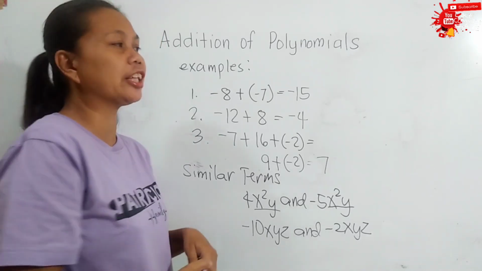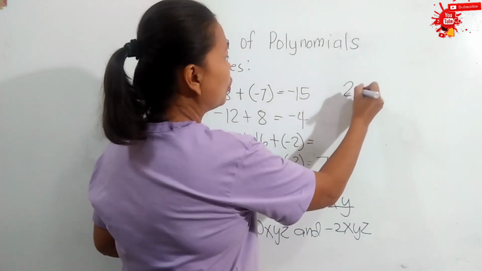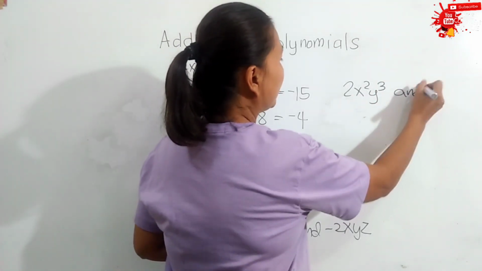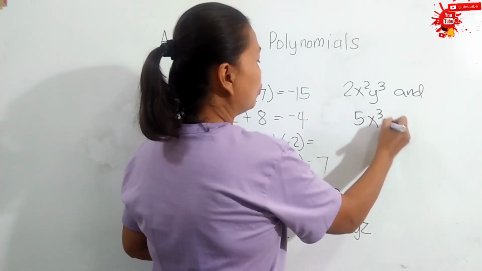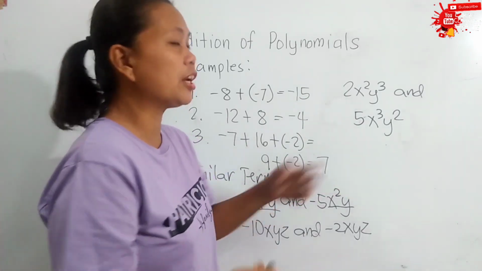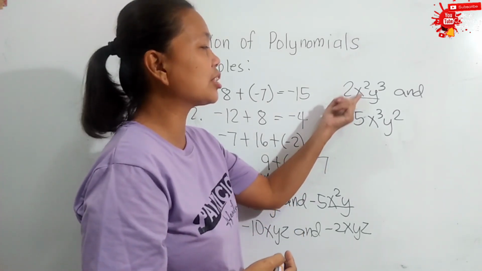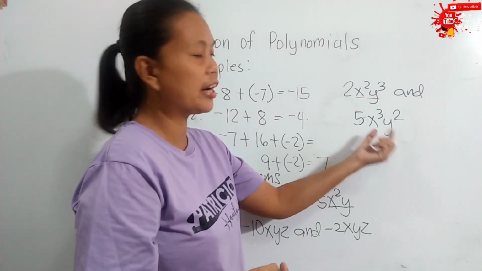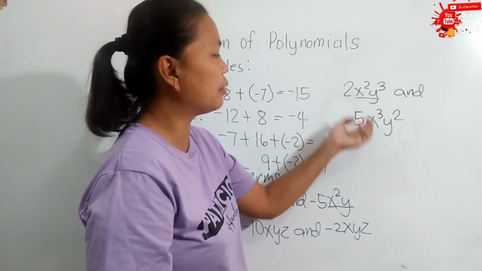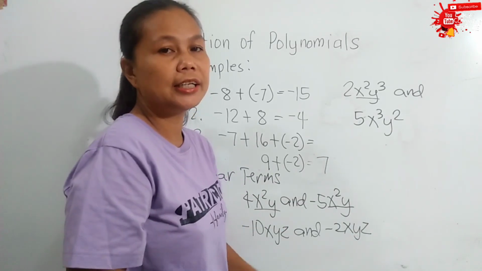But if the terms are not similar, we cannot add them. Say for example, we have 2x squared y cubed and 5x cubed y squared. These two terms are dissimilar. Why? Because in the first term, the literal coefficient is x squared y cubed, and in the other one we have x cubed y squared. If you notice, although they have the same variables, they differ in exponents. Therefore, these two terms are dissimilar.